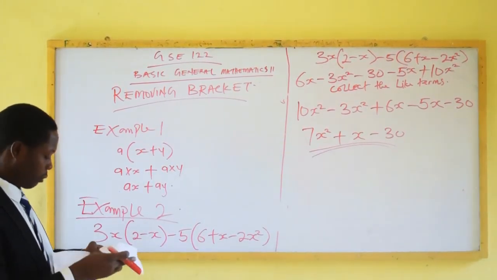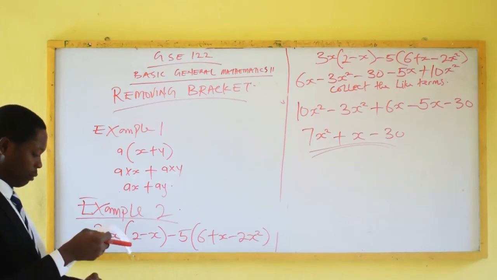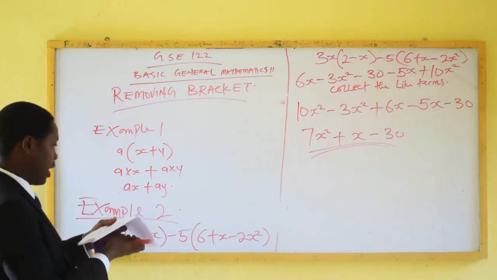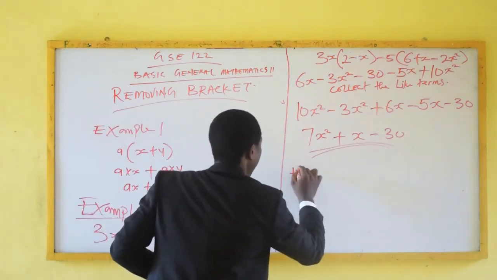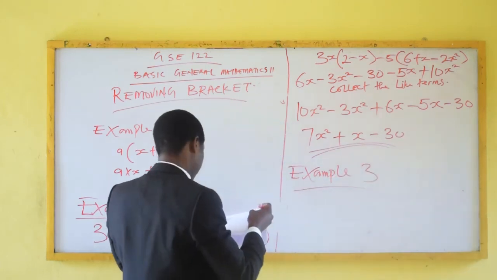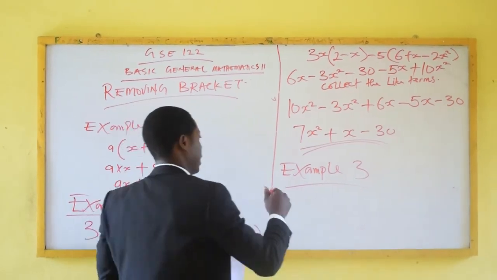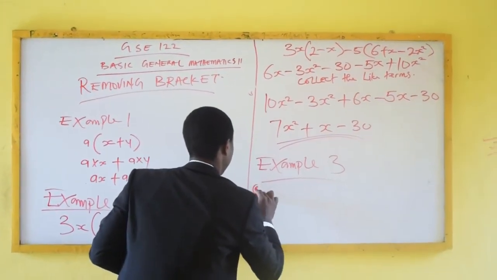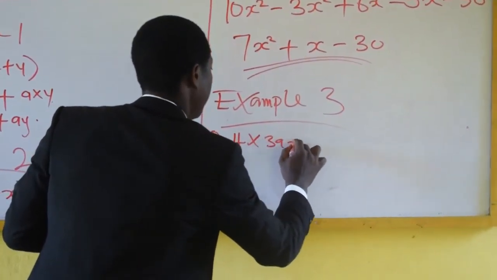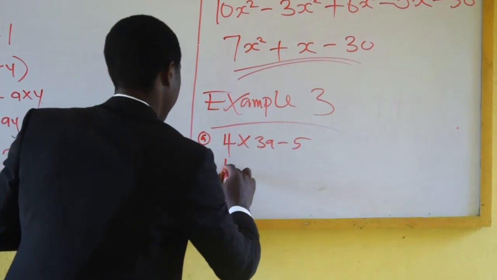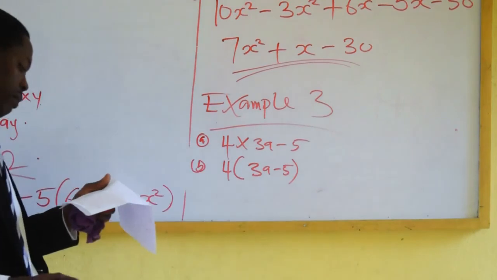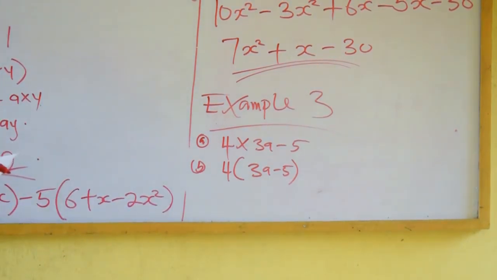Can we move on? Let's take one more example. So example 3. Look at this example 3. It has 3a, a and b. When you say 4 multiplied by 3a minus 5, and 4 into bracket 3a minus 5, the answers will be different.